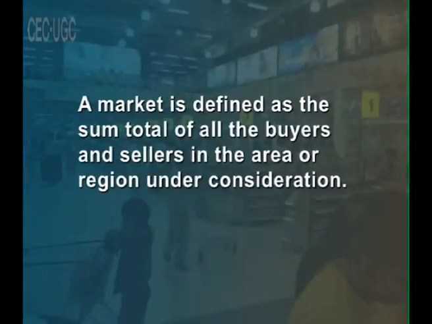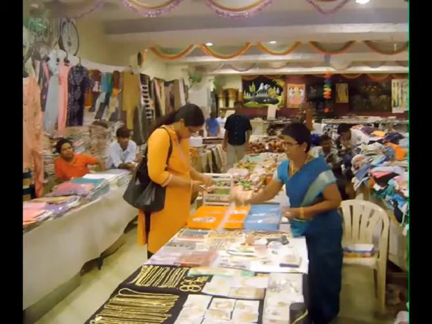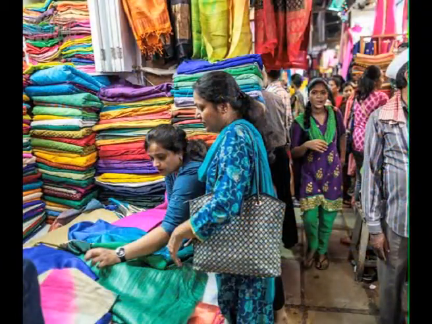Important considerations may also be to improve distribution of income between sectors of the economy and to maintain some stability of supply and demand for marketed goods. A market is defined as the sum total of all the buyers and sellers in the area or region under consideration. The area may be the earth, a country, a city, or a state. The value, cost, and price of items are traded as per forces of supply and demand in a market.